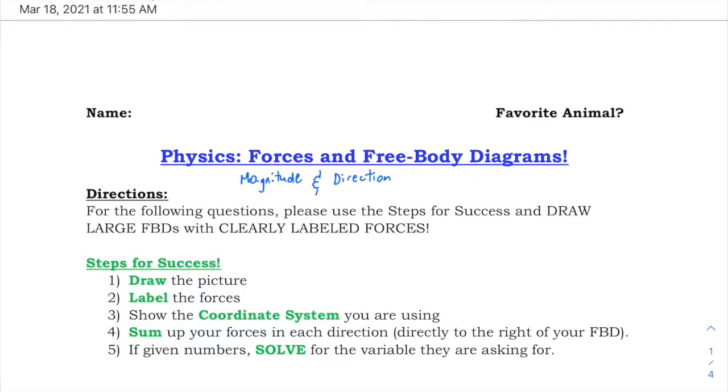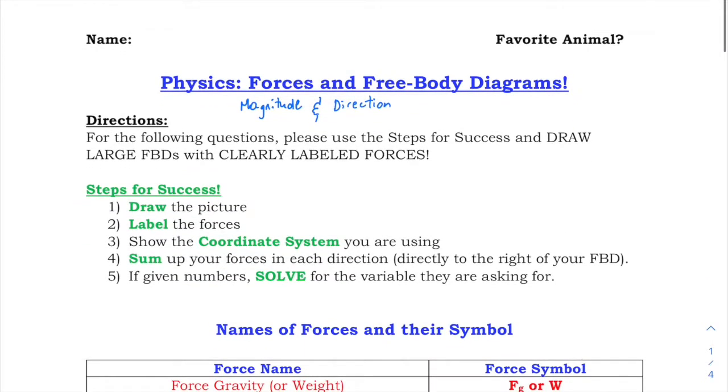So directions. For the following questions, please use the steps for success and draw large free body diagrams with clearly labeled forces. So this is a big step in physics.